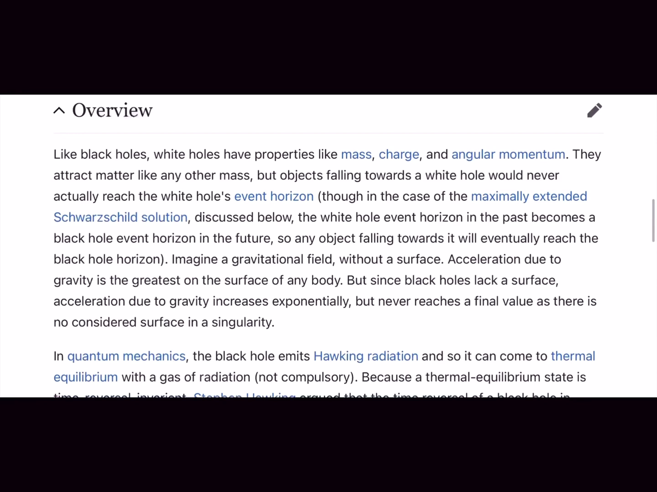Anyway, moving on. Though in the case of the maximally extended Schwarzschild solution, the white hole's event horizon in the past becomes a black hole's event horizon in the future. So any object falling towards it will eventually reach the black hole horizon. This is a statement dreamt up by the utterly deranged. Every concept about white holes so far is completely flawed. And that is why I'm renaming it. It's now a scarlet hole.